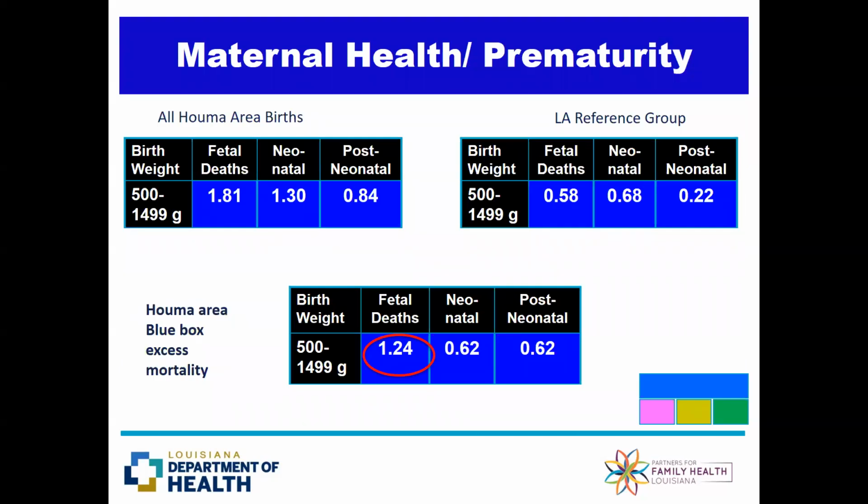I then decided to break down that maternal health and prematurity cell into 3 groups. So all of these weigh between 500 and 1,500 grams at delivery, but I separated out to be either fetal deaths, neonatal deaths, which is those who live between 0 and 27 days, or post-neonatal deaths who live between 28 days and a year. And as you can see here, the excess mortality is in the fetal death section instead of the neonatal or post-neonatal section. And between that realization and the fact that the HOMA area also had high rates of excess mortality in the maternal care cell, I realized that I should look closer at fetal deaths in the HOMA area.